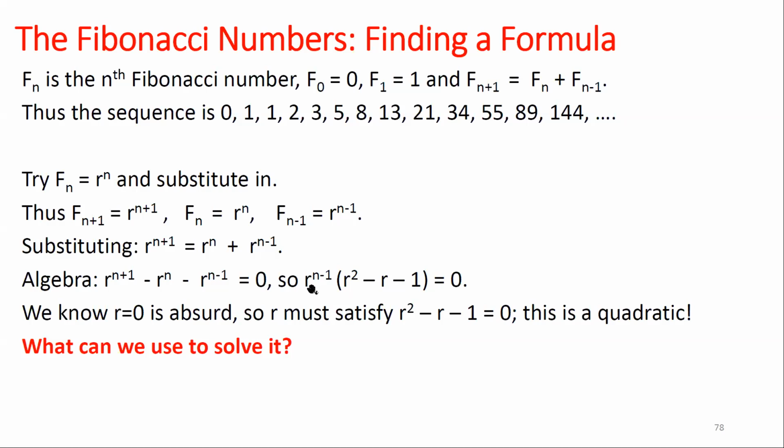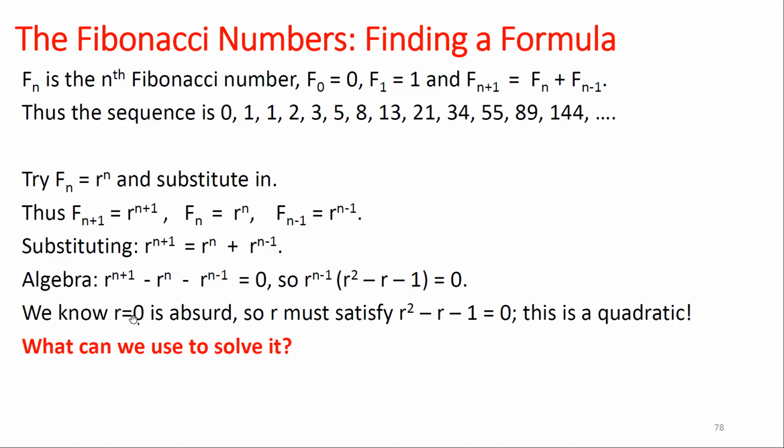So if I tell you r to the n minus 1 times r squared minus r minus 1 equals 0, you know that either r to the n minus 1 is 0, or what else is 0? Not just r squared, but r squared minus r minus 1. Right, because this product is equal to 0. The only way the product can be equal to 0 is either the first piece is 0, or the second piece is 0, or both.